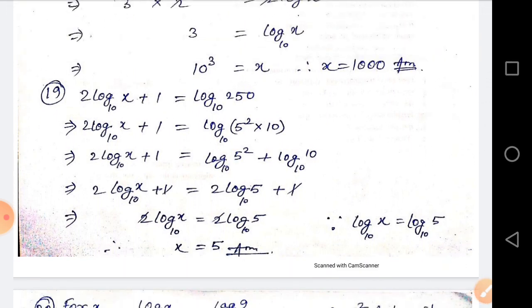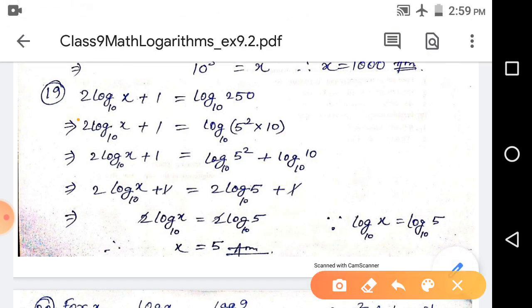The question is given with the condition 2 log base 10 x plus 1 equal to log base 10 of 250. Here we have the base 10 and here we have only a number. First, let us work on the RHS part, log 250. This 250 can be written as m into n, so it will be 25 into 10, and for this 25 we can write 5 squared, so it becomes log base 10 of 5 squared, that means 25 into 10.